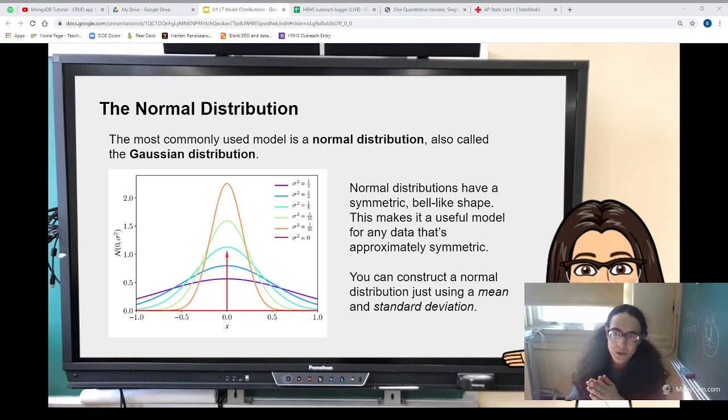In the engineering world, I was an electrical engineer as an undergrad, we always called these Gaussian distributions, named after the German mathematician Carl Friedrich Gauss. Very cool guy. Well, not necessarily a cool guy, but a great mathematician. And so here, this is very much the classic bell-shaped symmetric distribution. This is just the classic random bell curve.